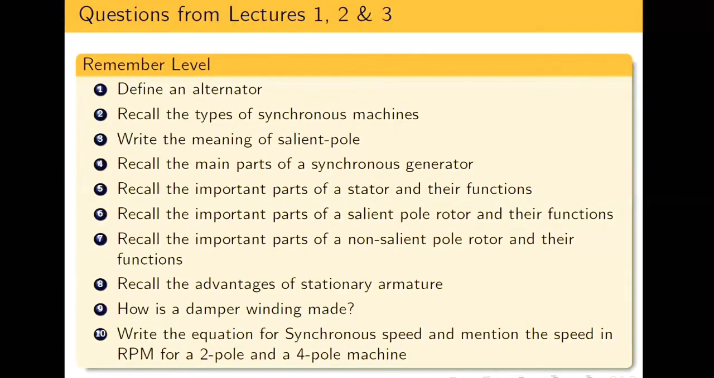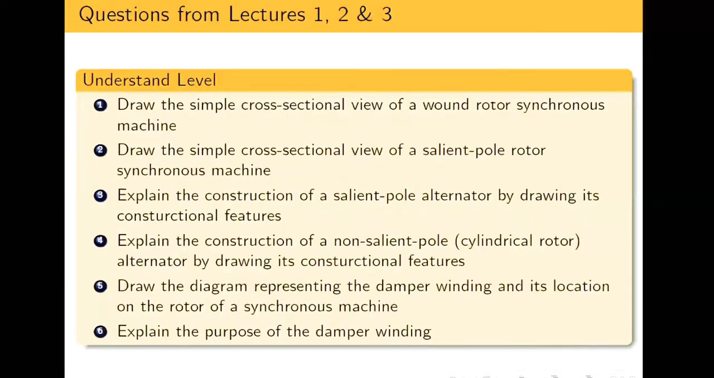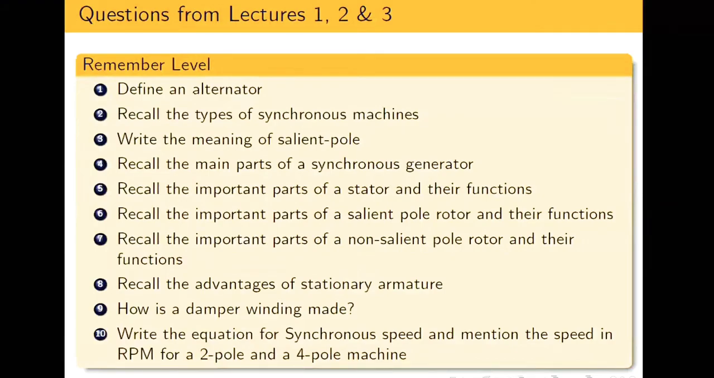There are around 10 questions in remember level and 6 questions in understand level. Based on the questions, you write the answers. You can understand whether it is a 2-mark question or 3, 4, 6 or 8 marks. Normally, for remember level, we always go for 2-mark questions. Majority will be 2-mark questions.